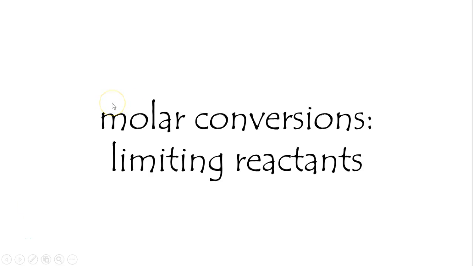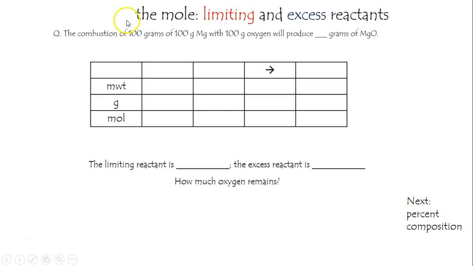Molar conversions with limiting reactants. This is typically the most challenging type of molar conversion, and what is going on is you're given random amounts of each reactant. For example, in this case, we're burning 100 grams of magnesium, but we only have 100 grams of oxygen. How many grams of magnesium oxide will we produce? Well, what you need to figure out is what you have too much of and what you don't have enough of. A great way to do this is with a reaction table.